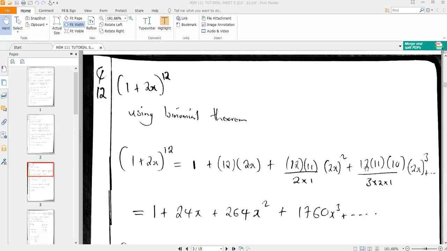Then here we have 12. So the 3 can go into 12, we have the 4, then 2 can also go into 4 two times. So 2 times 11 we have 22, now 22 times 10 we have 220. Then 220 times the 8 here, because when you cube the 2x we have 8x to the power 3. So 220 times 8 gives us 1760x to the power 3, plus and so on. Since we're ending at x to the power 3, we just leave it here. Then you're done with question 12 in terms of expanding in ascending powers of x.